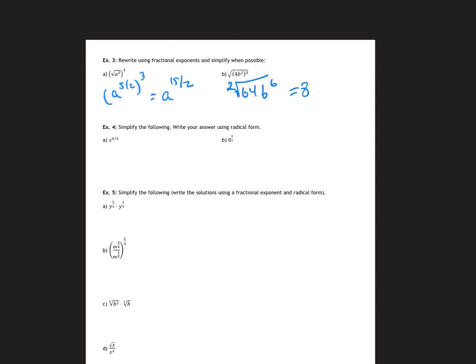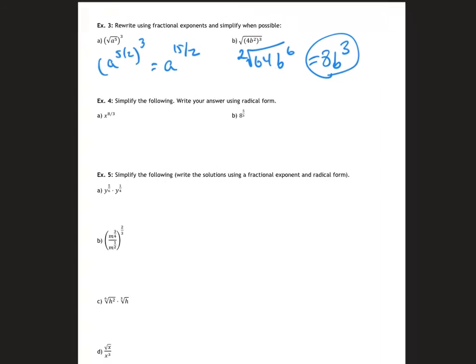Here, an easy trick with exponents: 2 goes into 6 3 times with none left over, so I can simplify it that way. If you have anything left over, it's going to stay underneath your square root, just like we're going to do in the next one.